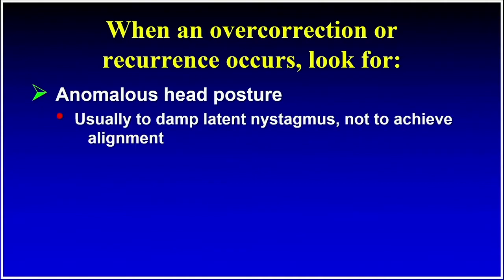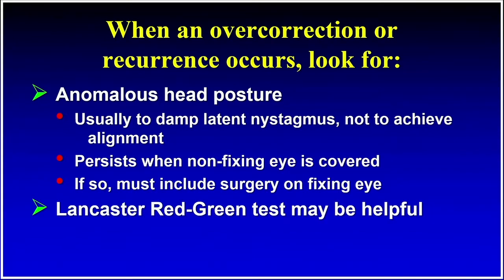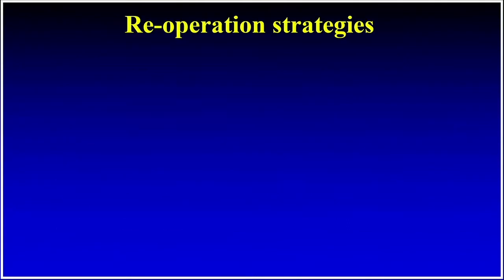Look for anomalous head postures. Usually in these associated deviations, these are used to damp the nystagmus, not to achieve alignment. So then they persist when you cover the non-fixing eye. So you must include surgery in the fixing eye if you want to hope to improve the head posture. Lancaster red-green test must be helpful, and with each eye fixing as well.